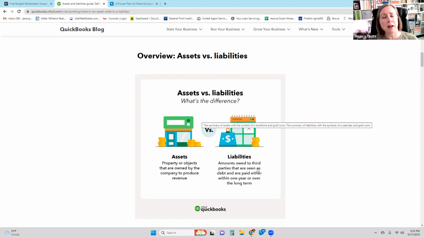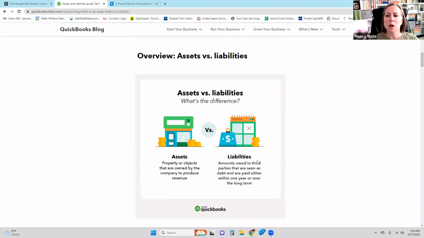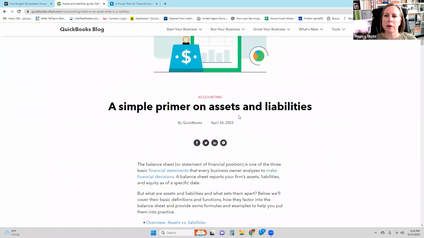And I am going to go pretty fast, so please don't hesitate to reach out. If you have any questions about this, you can call myself, call Mikkel, and we can help walk you through the difference between what is an asset and what's a liability.